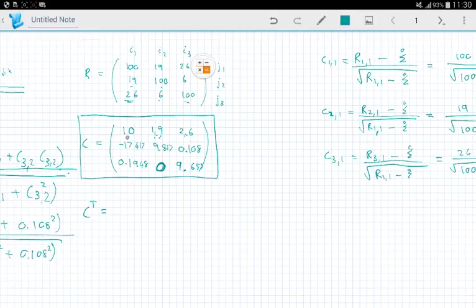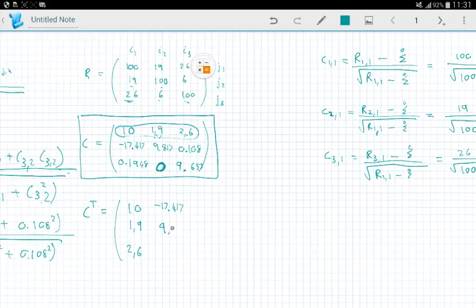Okay, so it's basically these numbers here, our columns are going to become our rows. So we're going to have 10, 1.9, 2.6. Then we're going to have negative 17. Was it negative 17 or was it that massive number? Gosh. And that, yeah, okay. 9.817, 0.108. Then we have 0.1948, 0 and 9.658.